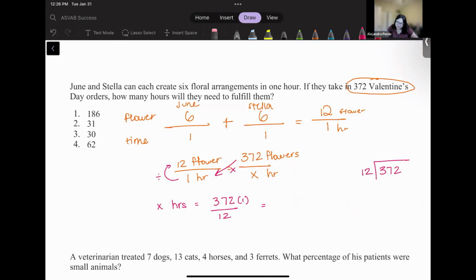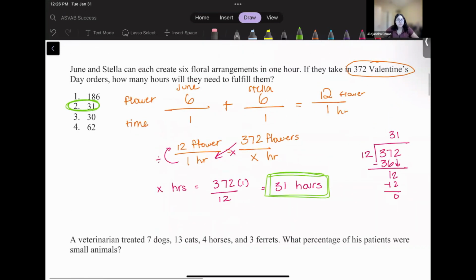12 fits into 37 3 times, giving you 36. And this would be 1. So it's going to take them a total of 31 hours in order to do these flower arrangements. Okay. Any questions so far? Any step that I've done that confuses you or anything you want me to go back to?